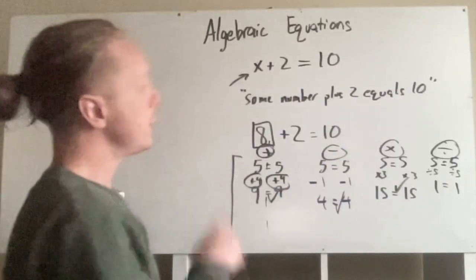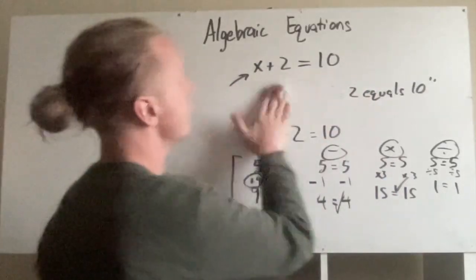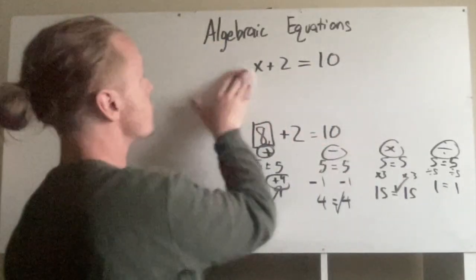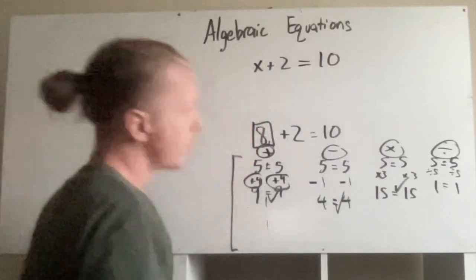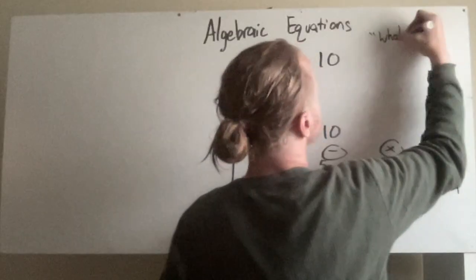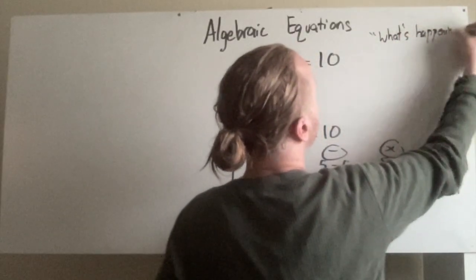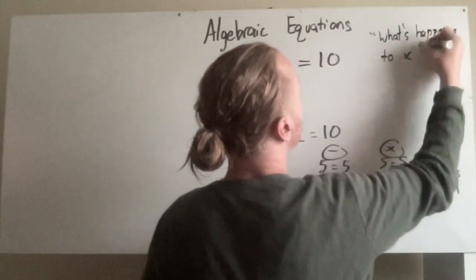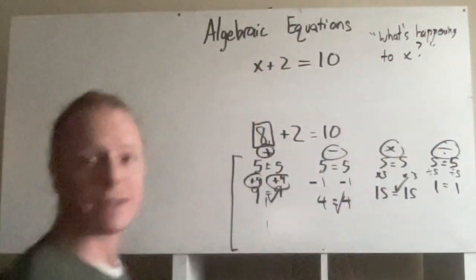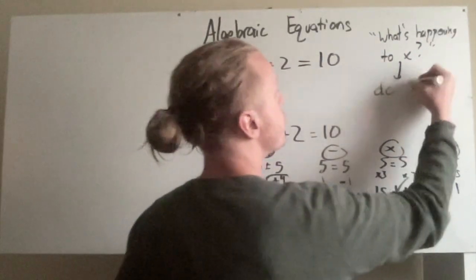So we can use this to help us solve equations. Let's take a look at this one. The way we do it is that we ask ourselves, well, what's happening to x? Or what math is getting done to x? And then once we answer that question, we're going to do the opposite.